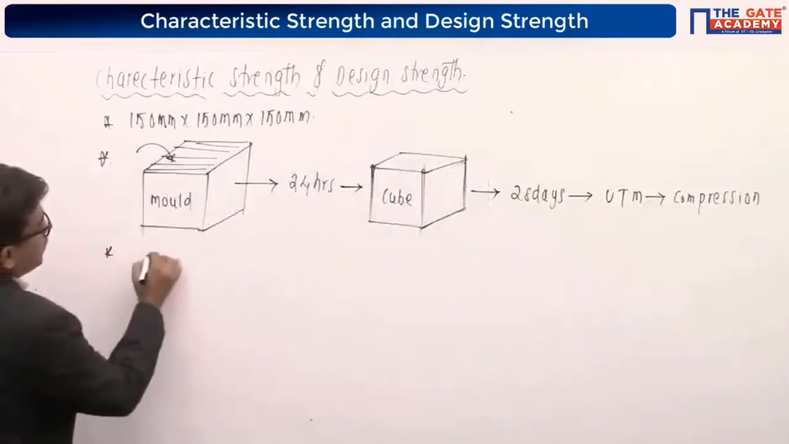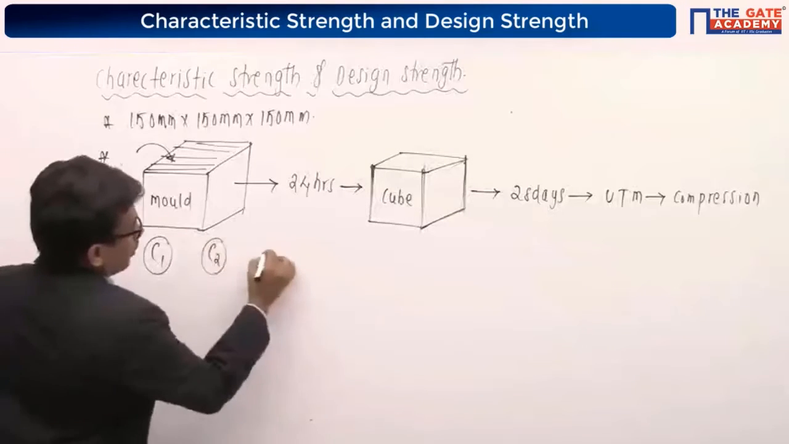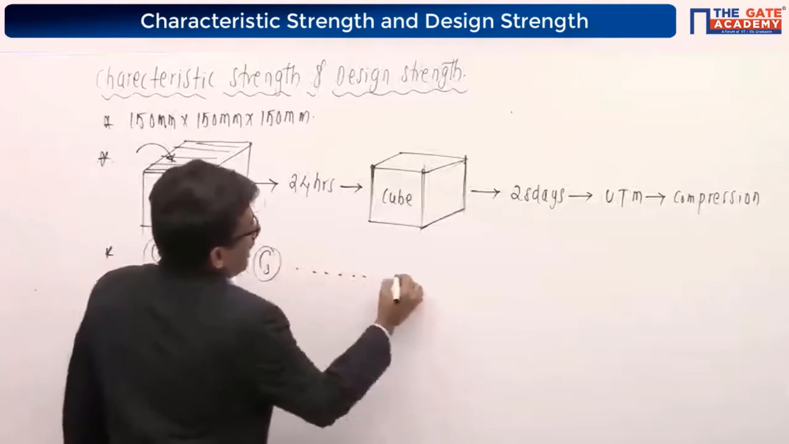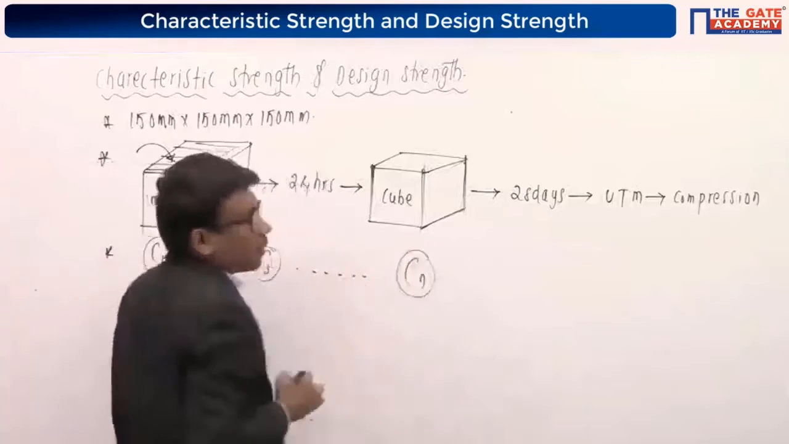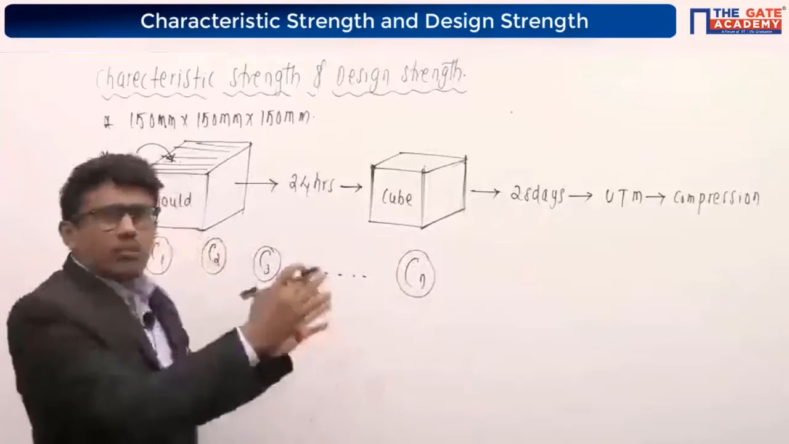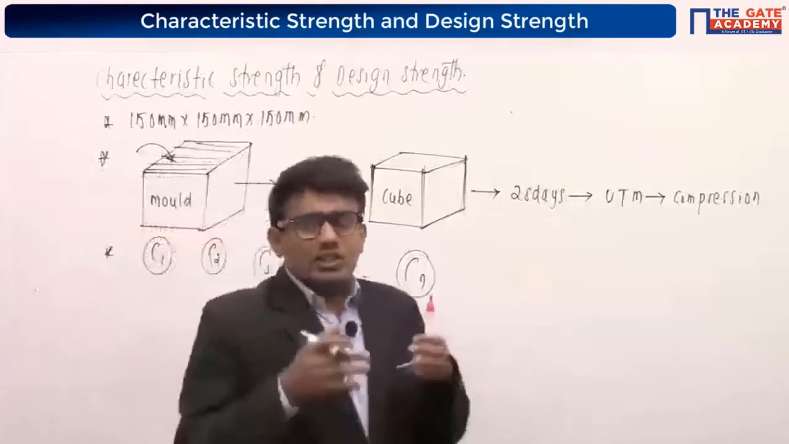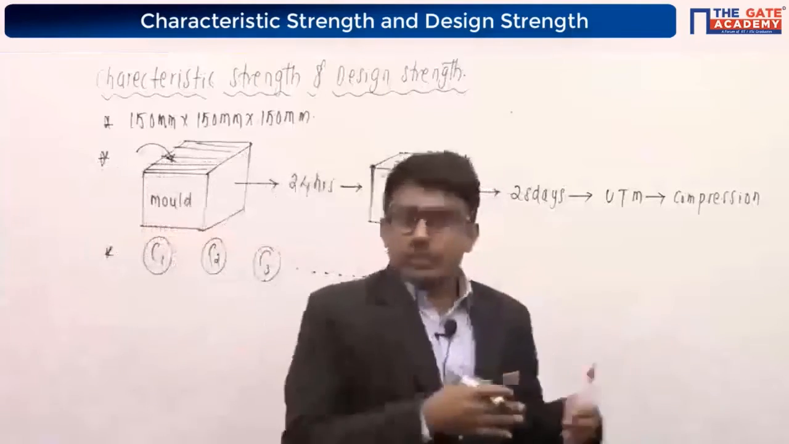Suppose we are having cubes like C1. This is cube number 1. We have cubes C2, C3, and like that. Suppose we are having n number of cubes to find the characteristic compressive strength of the concrete. Why different cubes? Because concrete is a heterogeneous material, right? So the strength of each cube will be different from others.